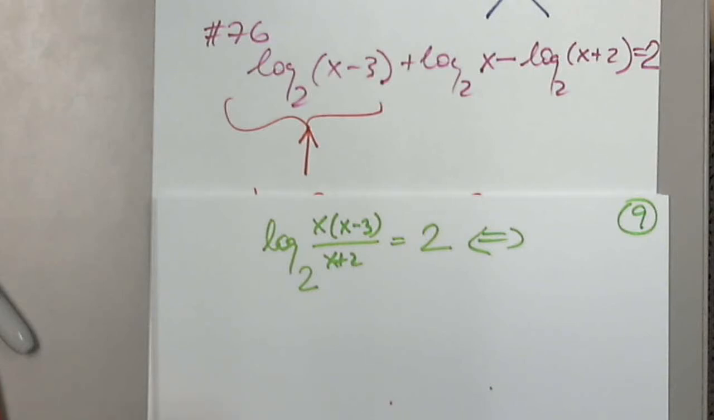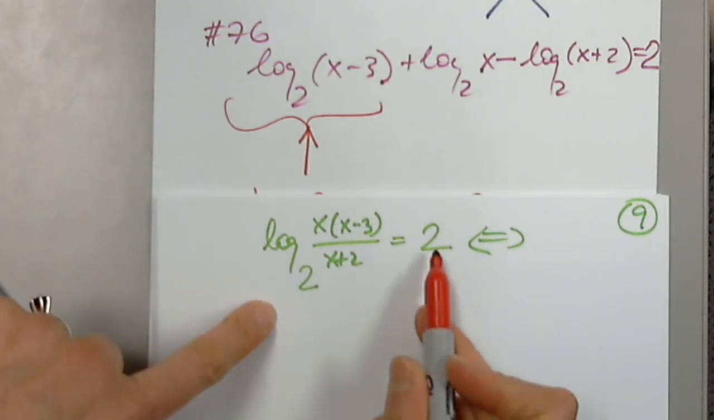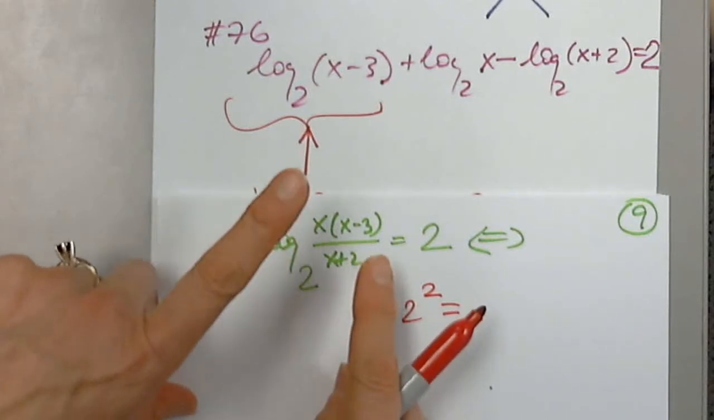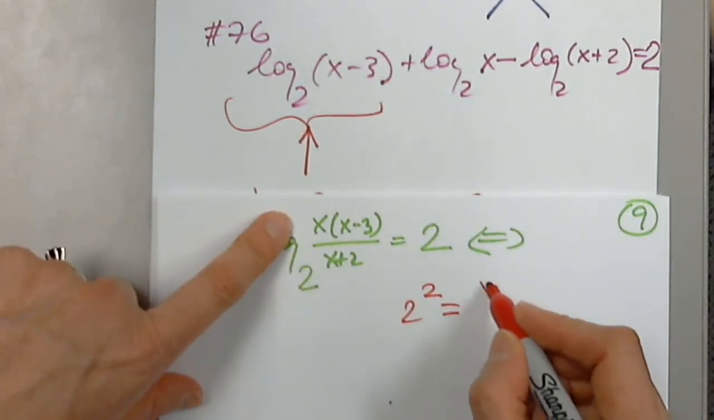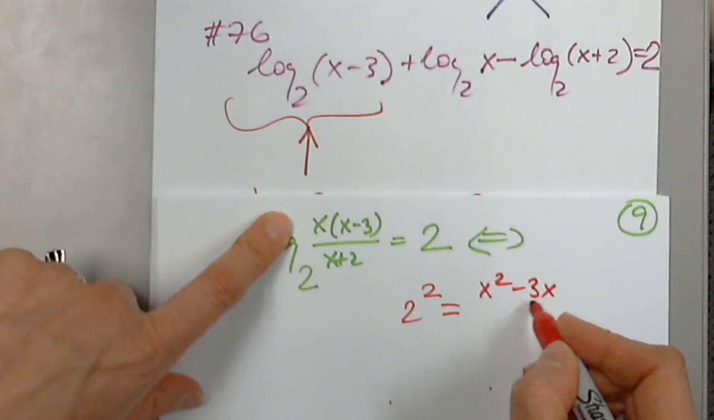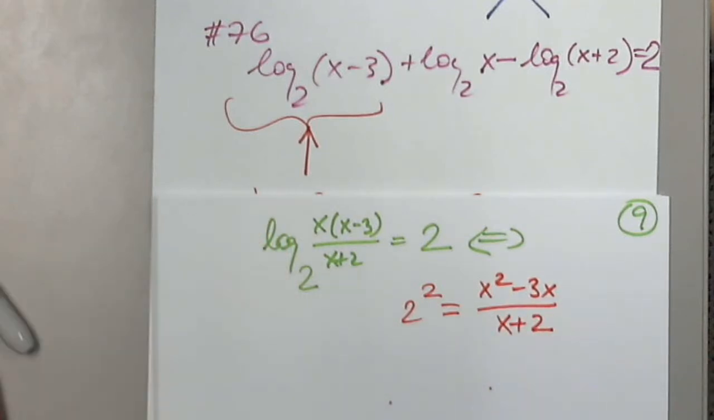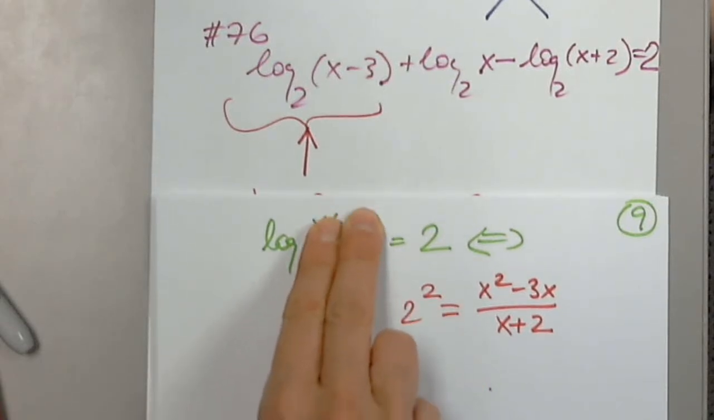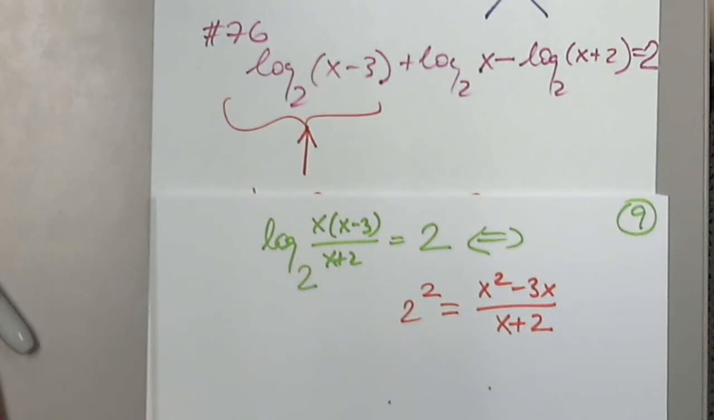Yes? And then to the second power, 2 squared equals the x squared minus 3x over x plus 2. Very good. So 2 squared equals that entire expression. Very good. You choose the base, but what do you call that thing with the parentheses, the x? The number I apply log to. The expression I apply log to. What's that called? Yeah, it doesn't have a name. Okay. It's the expression I apply log base 2 to.